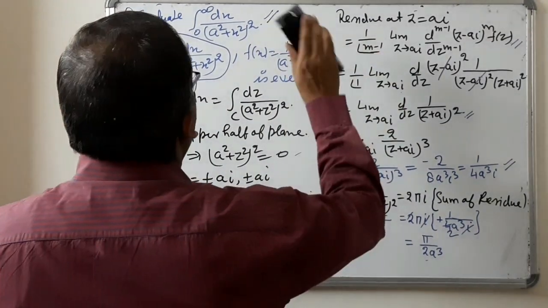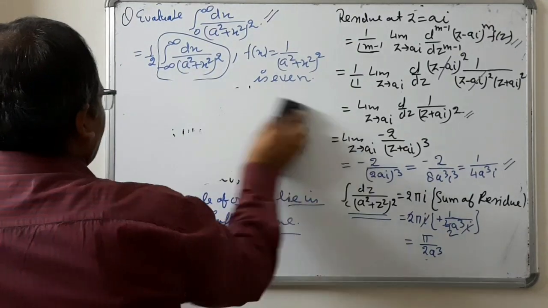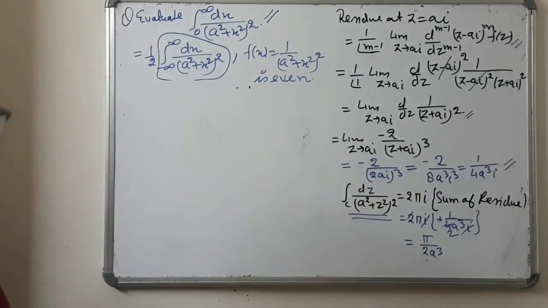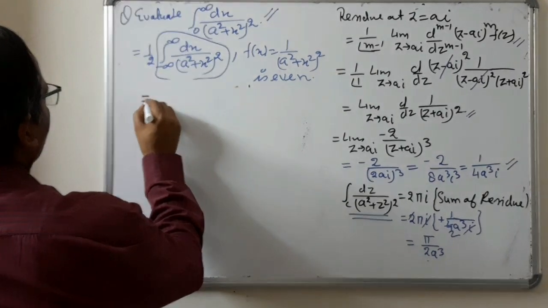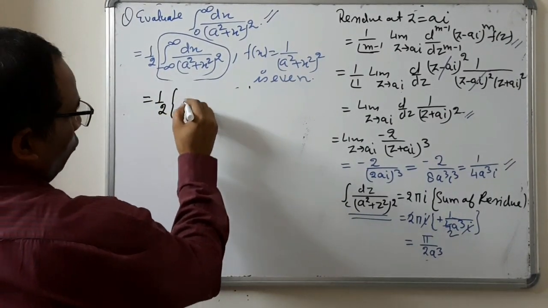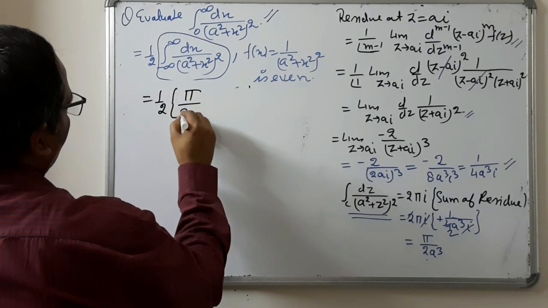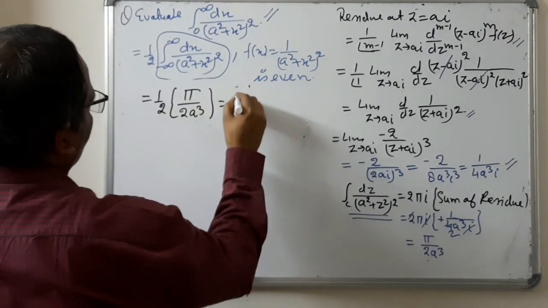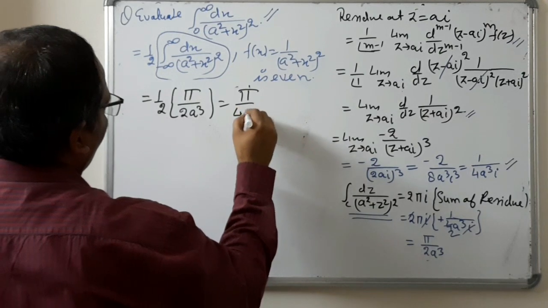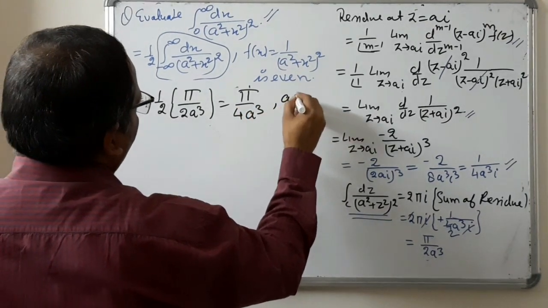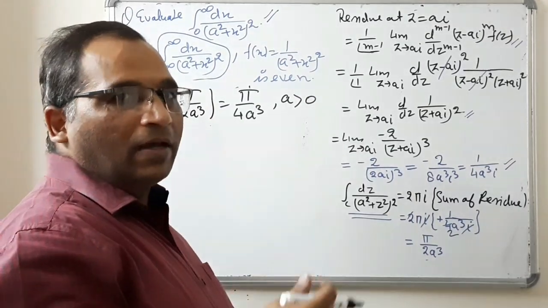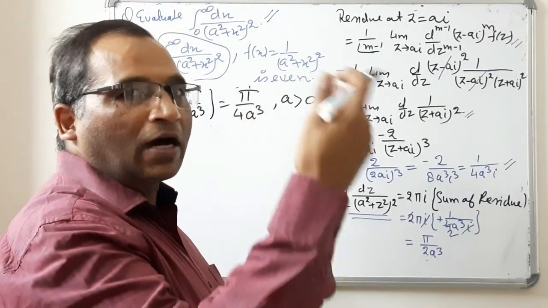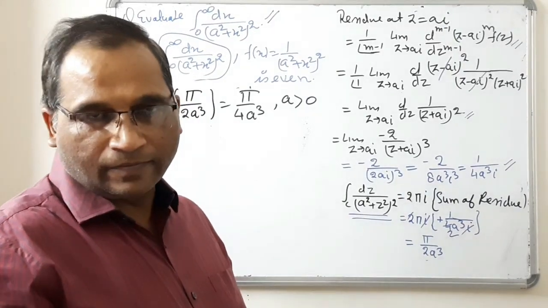So the value of this integration is given as, this 1 by 2 is already here, so we get 1 by 2 into pi upon 2a cube, that is equal to pi upon 4a cube, where we suppose that a is greater than 0. Because when a is greater than 0, then z equal to ai lies in the upper half of the plane.